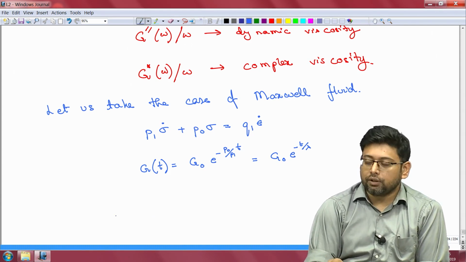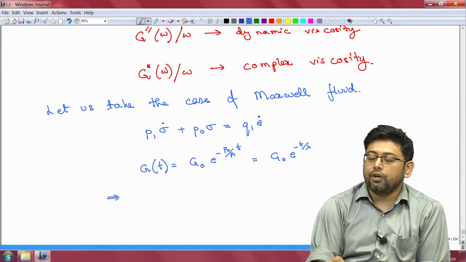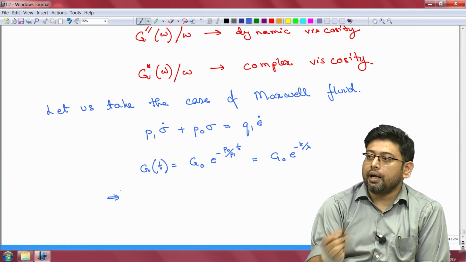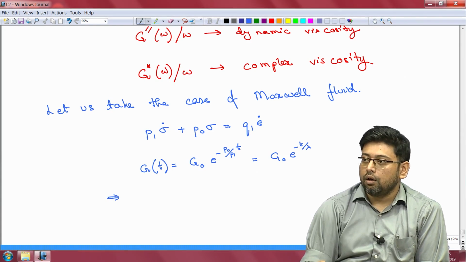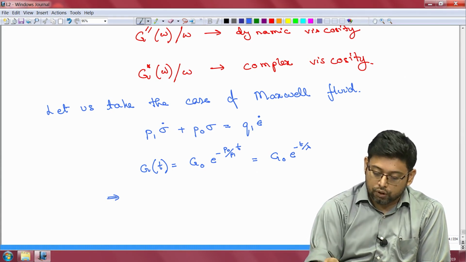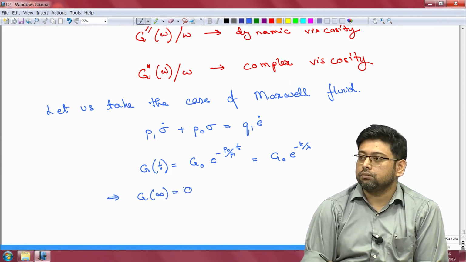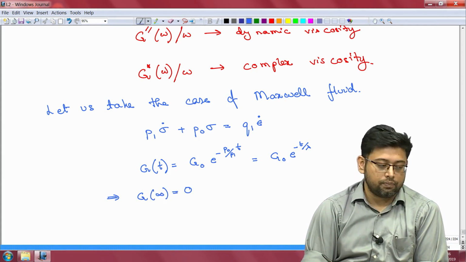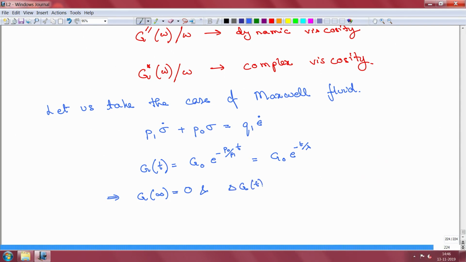So, for the case of the Maxwell fluid, we are trying to go back and re-evaluate some of these moduli for the Maxwell case. Okay. So, you know that G infinity in this case is 0, right. And that means that the time dependent term is simply this one.